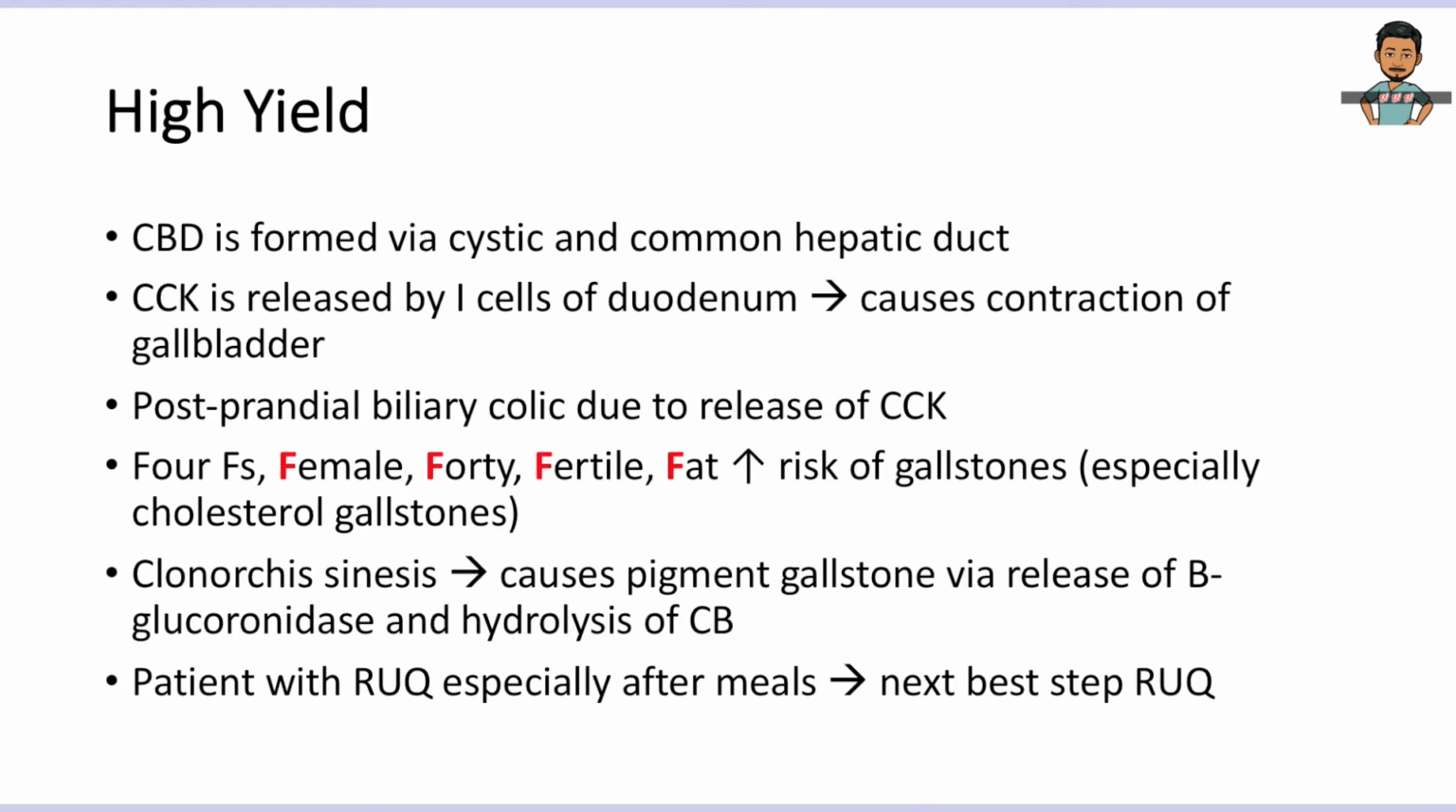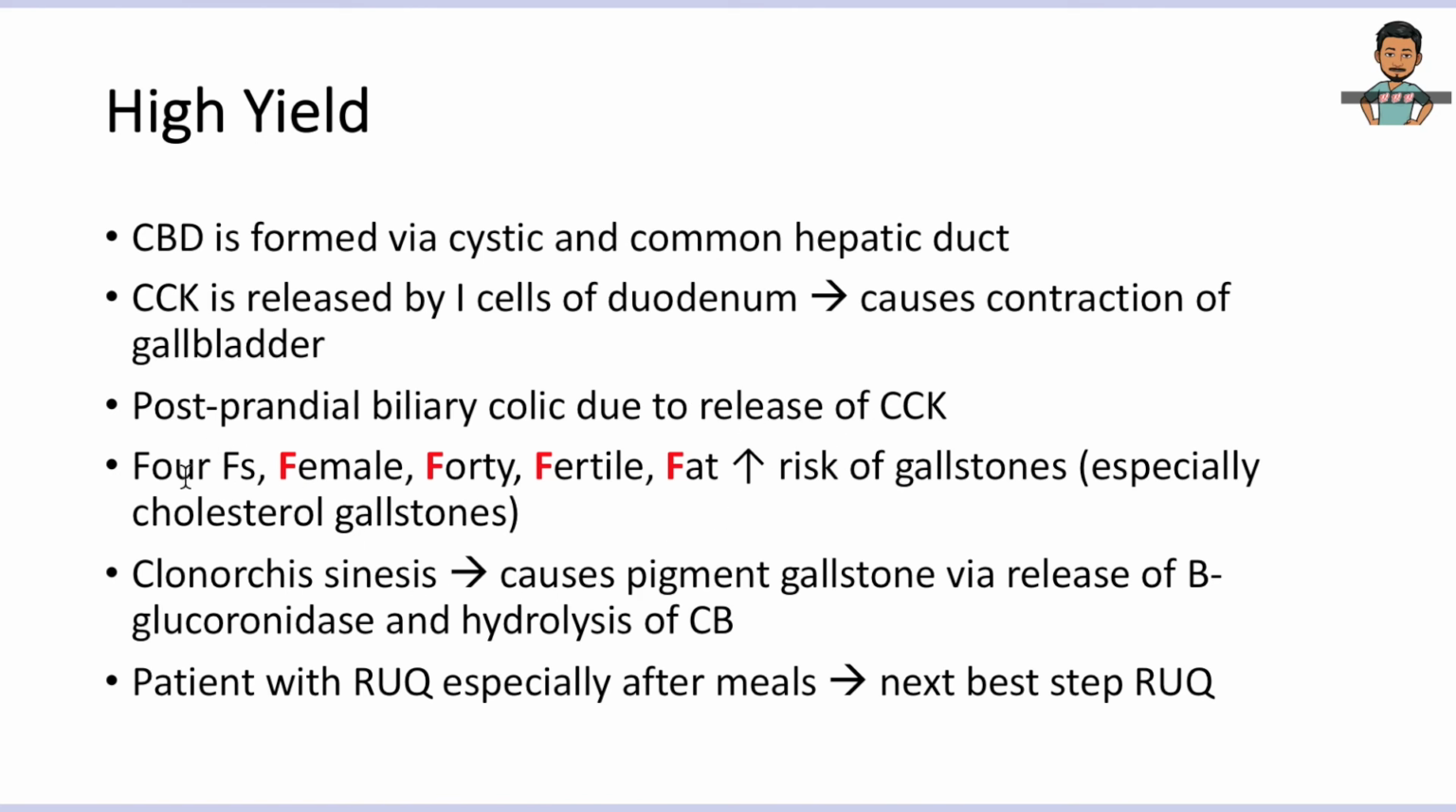So finally, it's high yield to remember that the common bile duct is formed via the cystic and the common hepatic duct. CCK is released by I cells of the duodenum. It causes contraction of the gallbladder. Postprandial biliary colic is due to release of CCK.